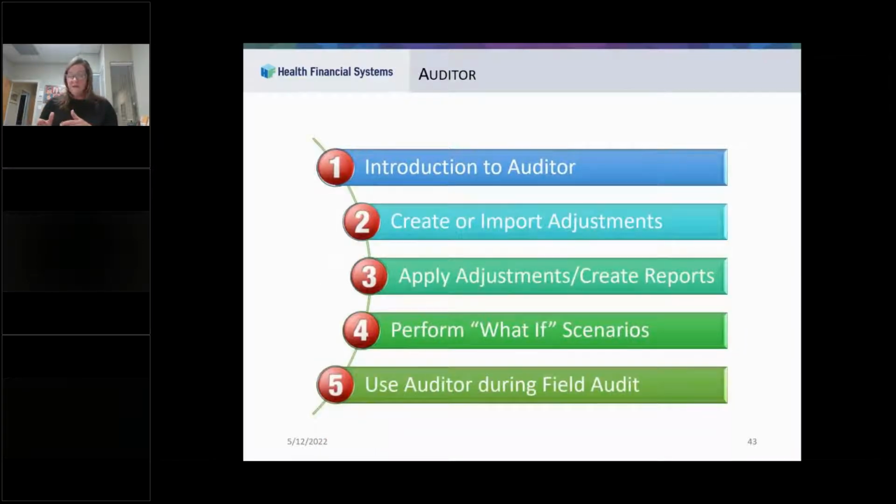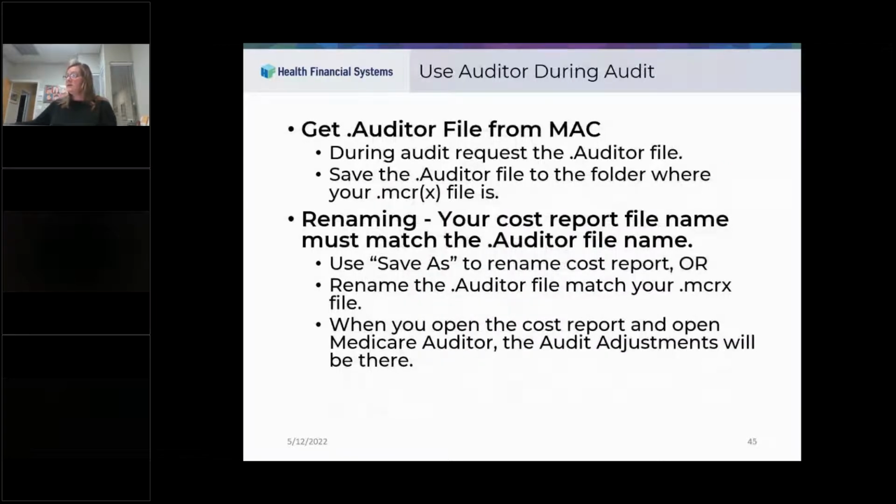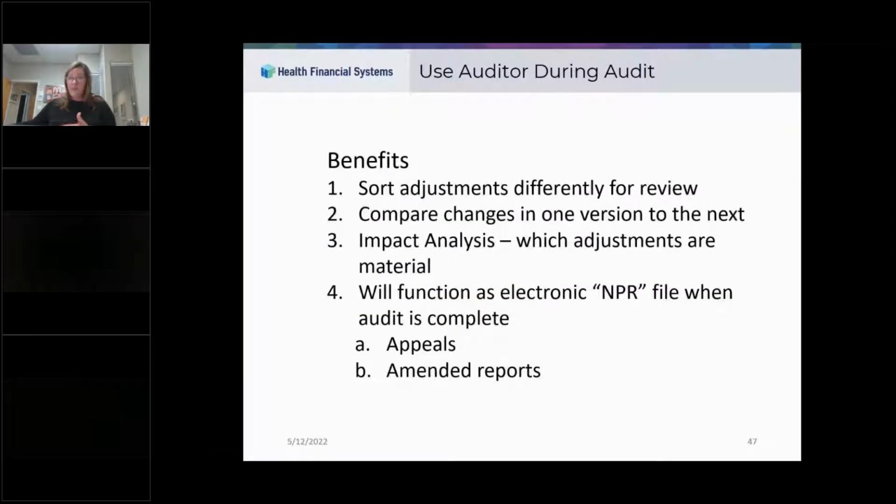Okay, so the Auditor function is the last thing I'm going to go over. I know I'm a few minutes late here, but if you can get a .auditor file from your Mac, here's the instructions on marrying that up to your current data file and then applying it so that you can see those adjustments. And then you can look at the impact of those adjustments. We have an impact report that shows the settlement differences between as submitted and those adjusted.